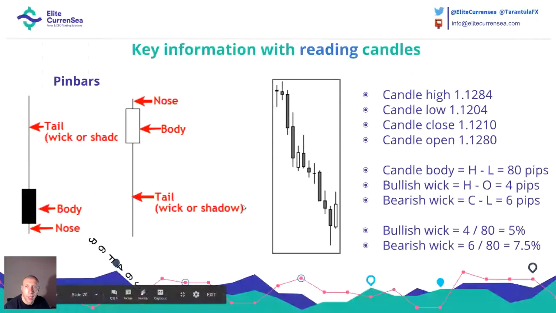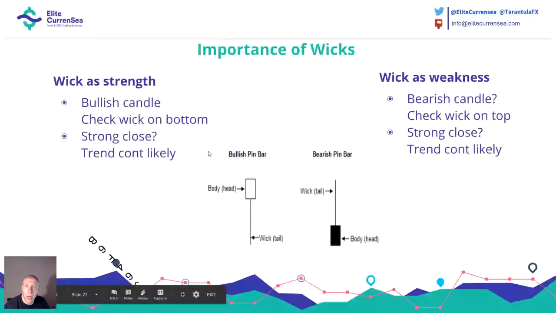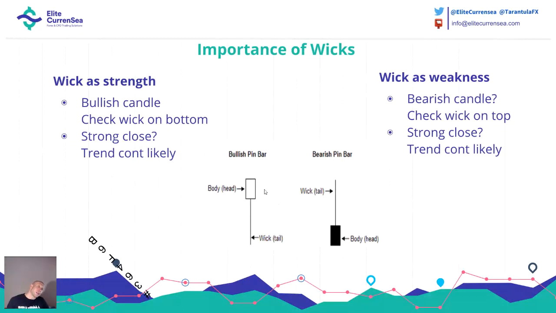Now let's get back. Importance of wicks. Wicks have a strength. When we see a bullish candle, always check the wick on the bottom. If it's a strong close like this, trend continuation is likely to happen. Bearish pin bar, you have a wick, you have a body. If the wick is bigger than the body, and we can have a small nose here, then the price will probably continue to go down. We say go north in the case it's bullish, or go south in the case it's bearish.